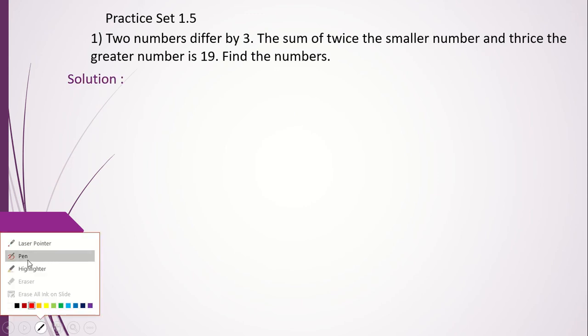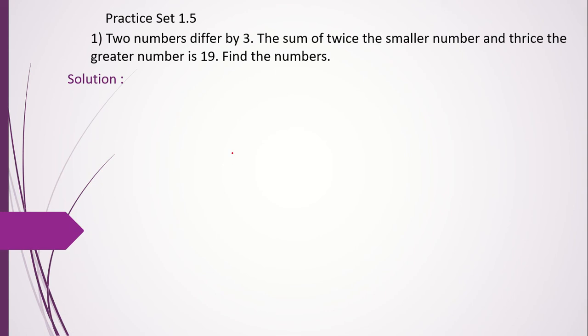Now in this sum there are two numbers given, and these two numbers are not equal because they have given they differ by 3. The difference between these two numbers is 3. So one number can be 6, other number can be 9, like that when you take the difference. So we will assume let the greater number be x and the smaller number be y.